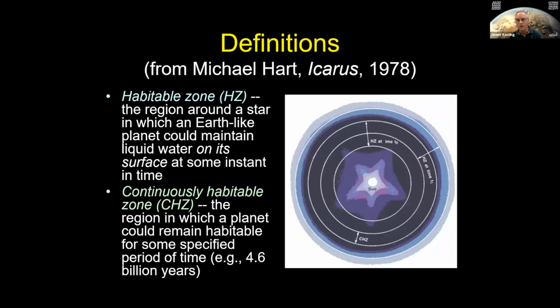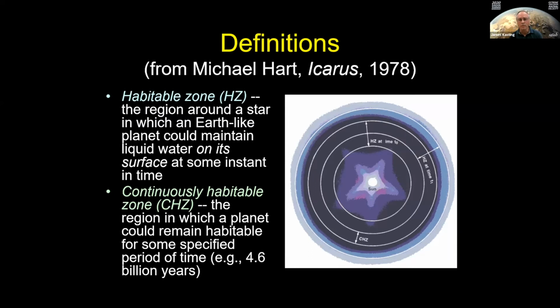I was first exposed to the term habitable zone reading two papers by a planetary scientist named Michael Hart back in the late 1970s. I was a graduate student at the University of Michigan at the time. Hart wrote his first paper in 1978. He defined the habitable zone as the region around a star in which an Earth-like planet could maintain liquid water on its surface at some instant in time.